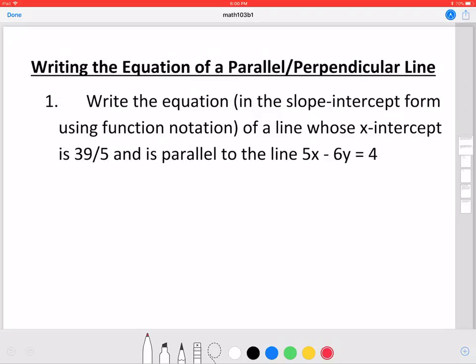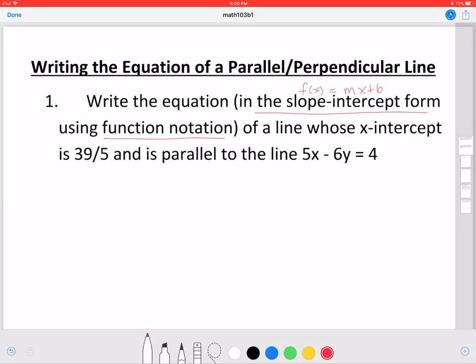And one thing I do want to emphasize is to write your equation in what we call slope-intercept form. Hope you know what that is. That is the mx plus b form, and using function notation. So what that means is use f of x is equal to mx plus b. It's asking you to write your answer in that form.